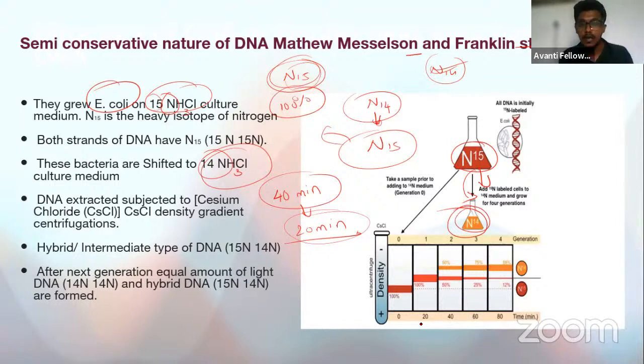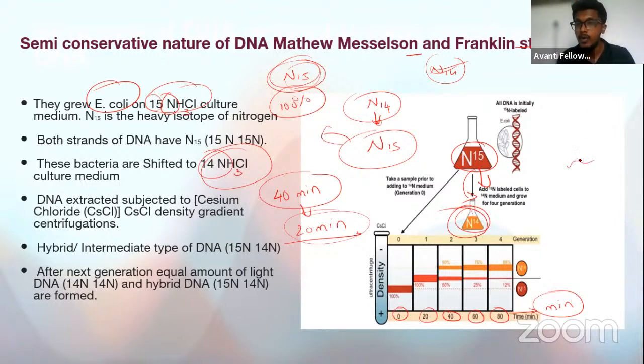They measure the time. You can see that the time frame is divided into 0, 40, 60, 80. These numbers represent time in minutes. The moment we add this N15 into N14, we subject it to density gradient centrifugation. So what is density gradient centrifugation? You know that centrifugation is a technique that we use to separate molecules or particles suspended in a liquid based on their mass by volume.